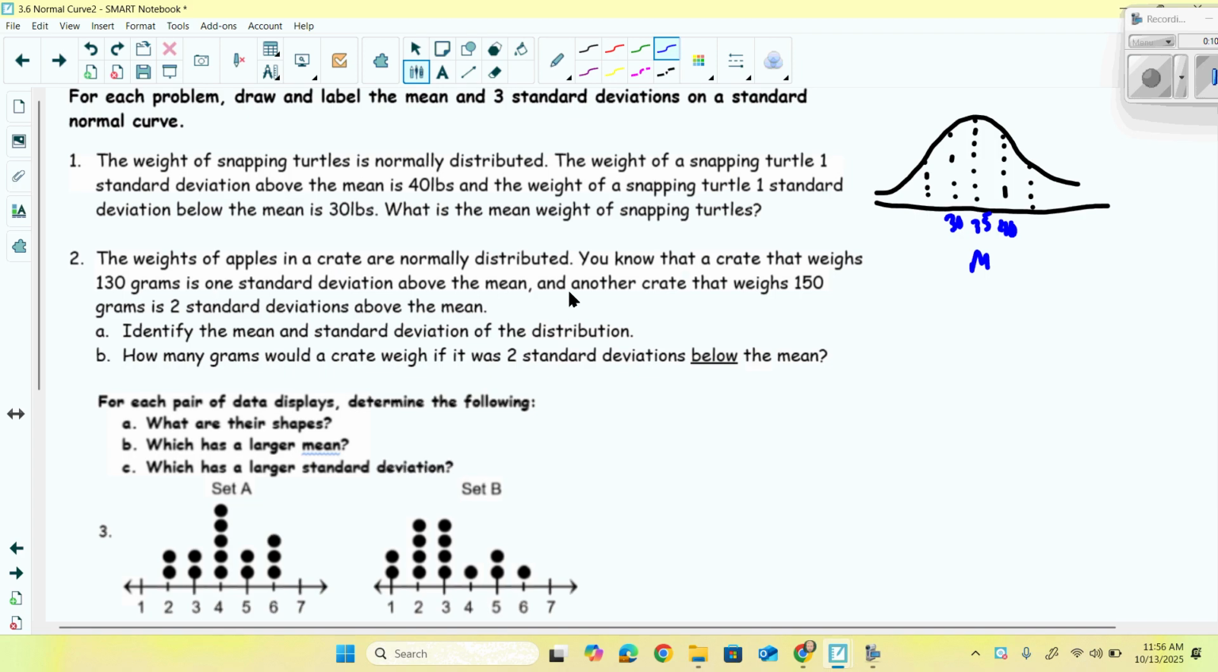The weights of apples in a crate are normally distributed. You know that a crate that weighs 130 grams is 1 standard deviation. Well, I'm going to jump in right away to drawing my bell curve. All right.